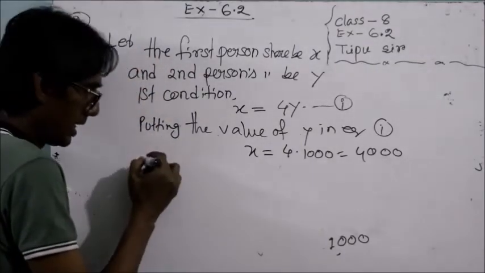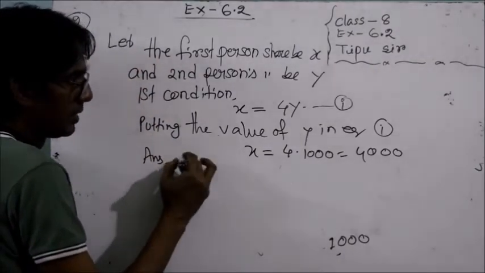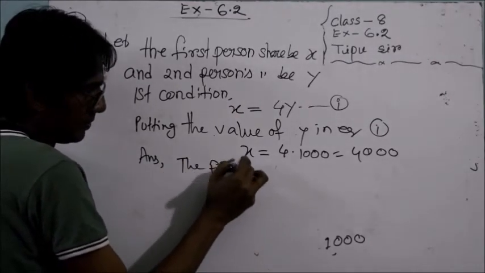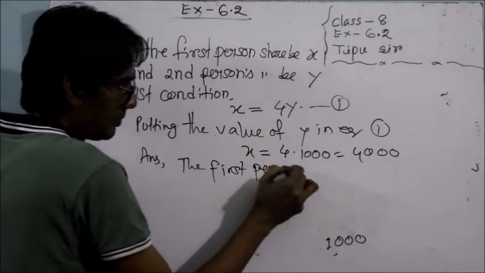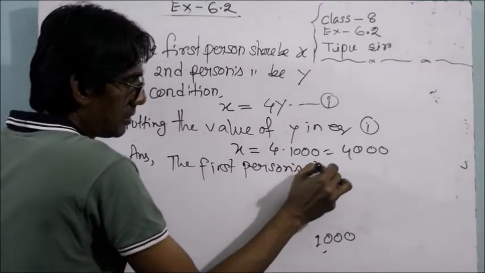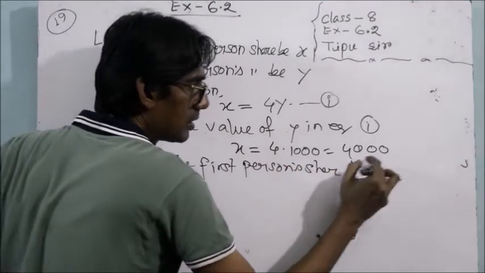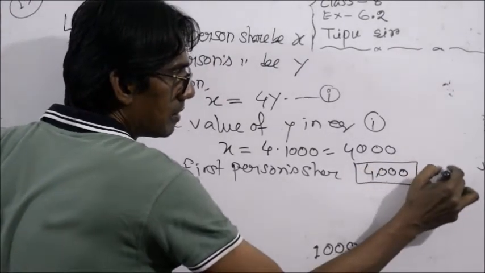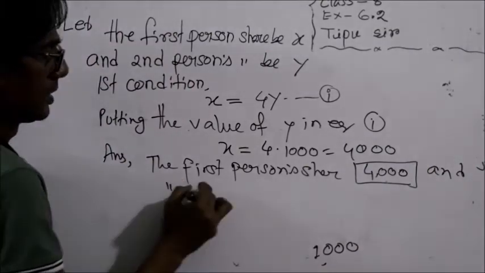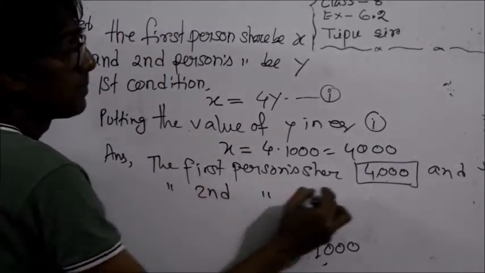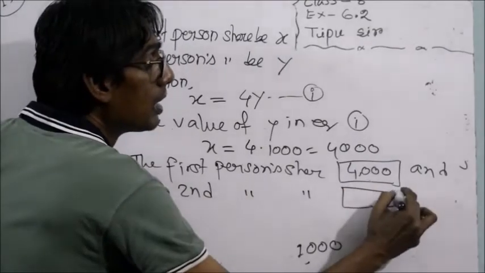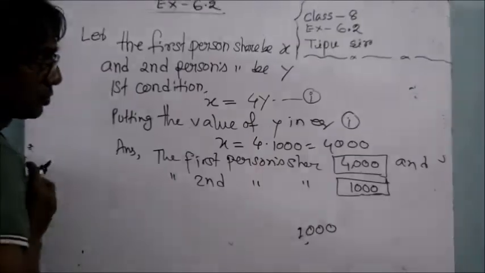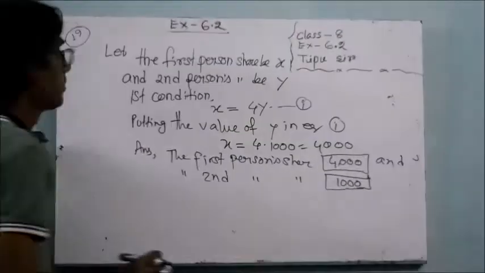That means the answer: the first person share is 4000 and the second person share is 1000. Clear? So through this process we can solve the math number 19.